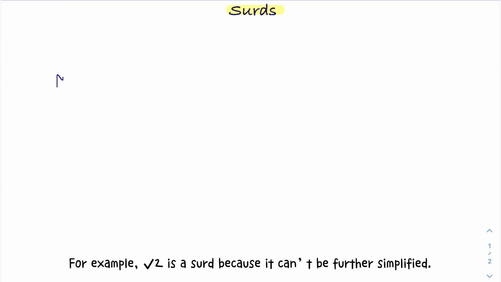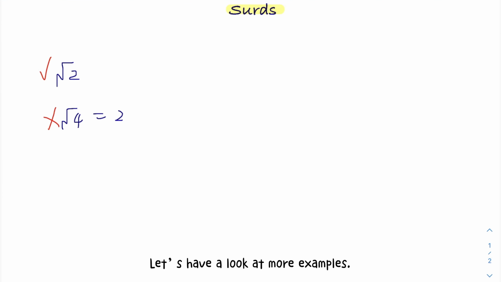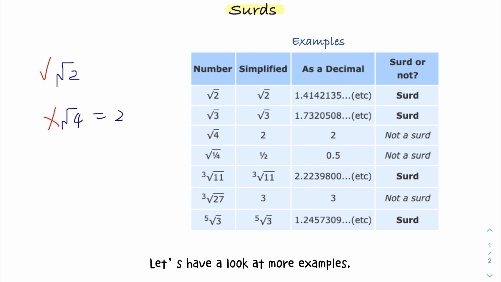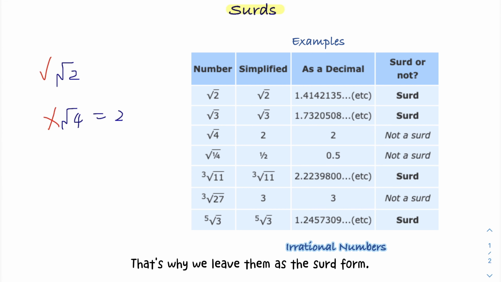For example, square root of 2 is a surd because it can't be further simplified. But square root of 4 is not a surd because it can be simplified to 2. Let's have a look at more examples. Surds are irrational numbers. If we tried to write surds out as decimals, they would go on forever without repeating. That's why we leave them in surd form.